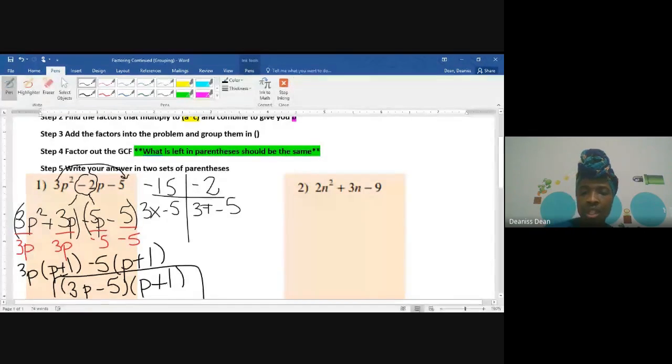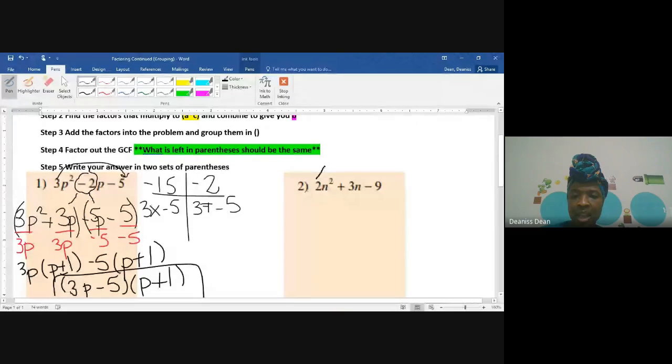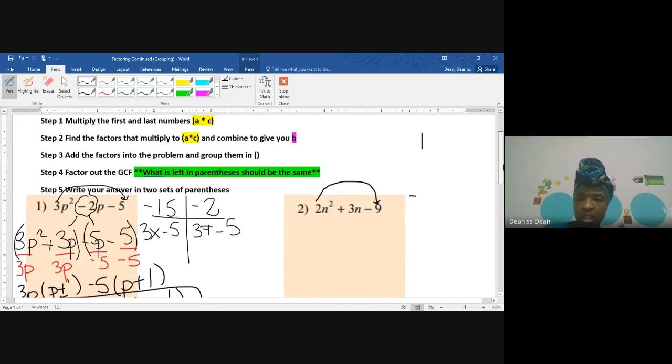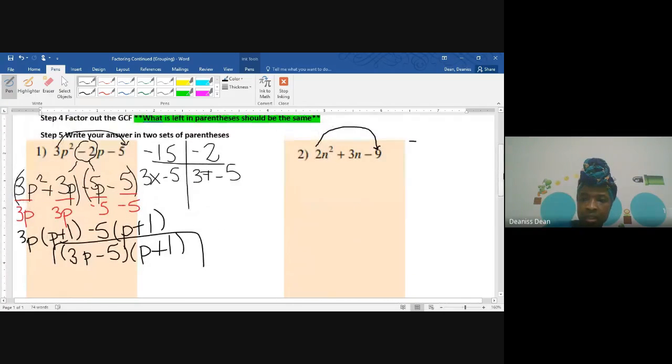All right, we'll do another one. Let's look at this one. Number 2, we got 2n squared plus 3n minus 9. So remember, first thing is to multiply the first and last number together. So that's going to be negative 18. So I'm looking for numbers that when I multiply them, I get negative 18, and they have to add together to give me positive 3. So what are factors of negative 18 that when you combine them together, you get positive 3?